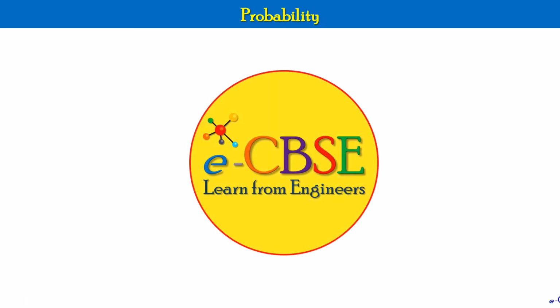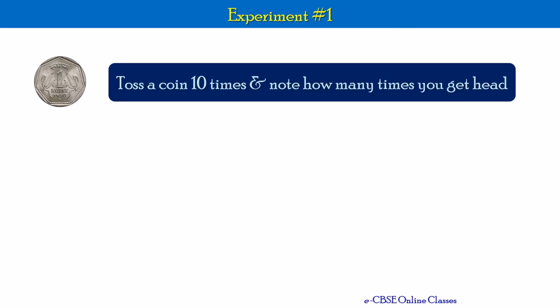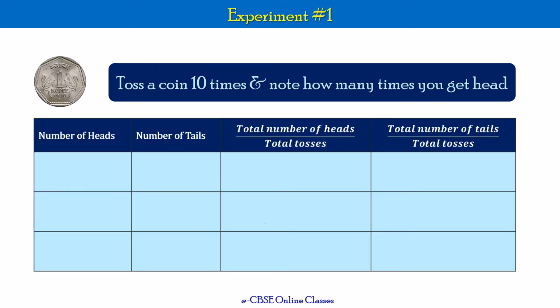Now let's take a quick experiment. Let's call that experiment number 1. I give you a 1 rupee coin and ask you to toss it 10 times and note how many times you get head. I make a table here. In the first column, you'll note the number of heads. In the second column, you'll note the number of tails that you'll get. And in the third and fourth columns, you do some calculations with it.